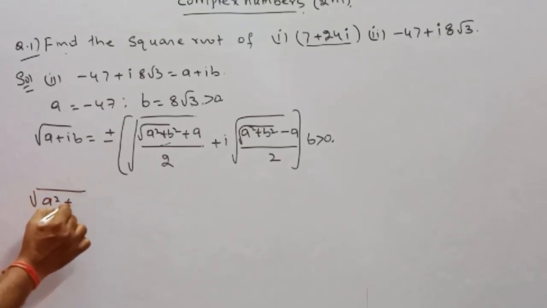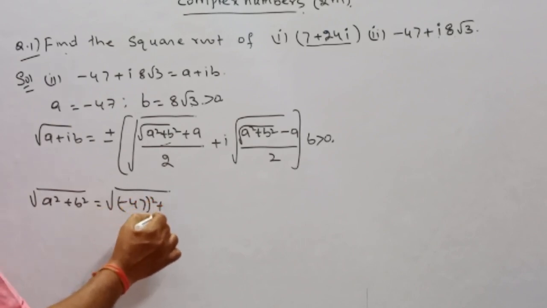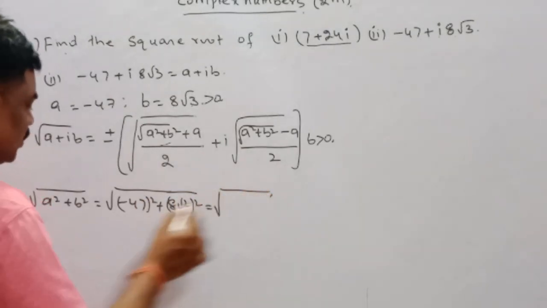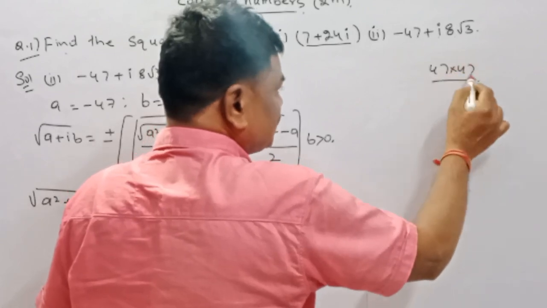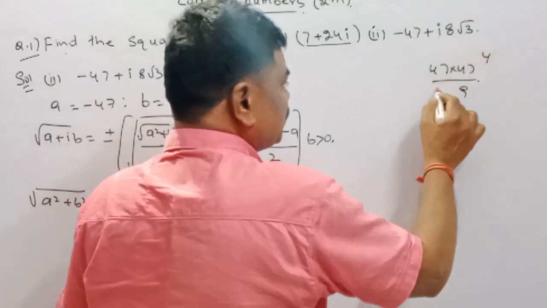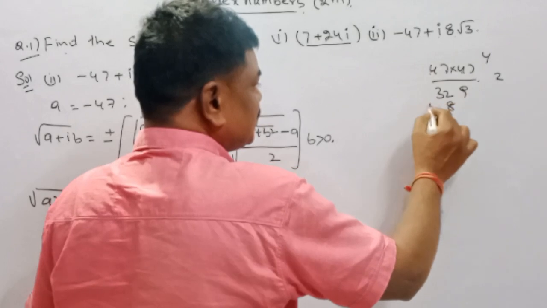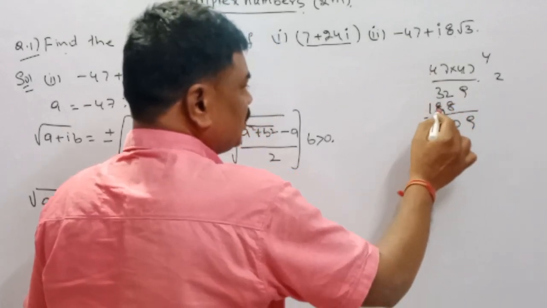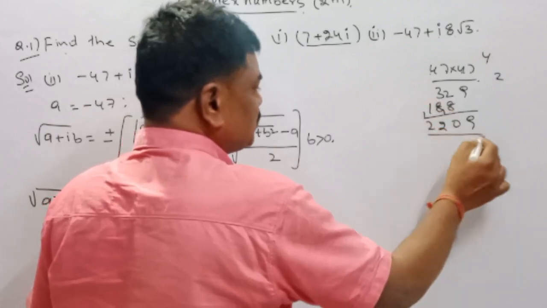The square root of a square plus b square is equal to the square root of minus 47 whole square plus 8 root 3 whole square. What is minus 47 whole square? 47 times 47: 7 fours are 28, plus 4 is 32; 4 fours are 16, plus 2 is 18; that gives 2209.